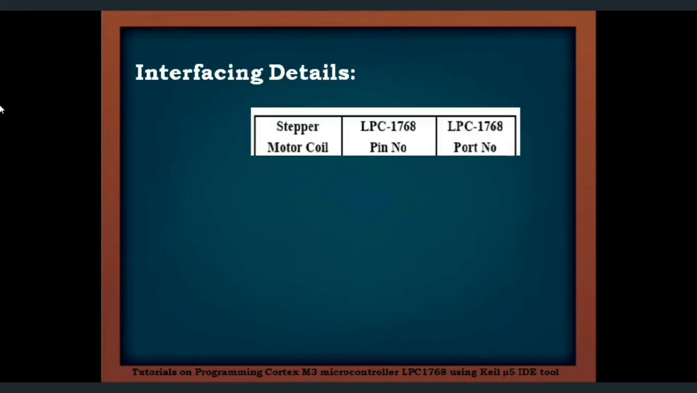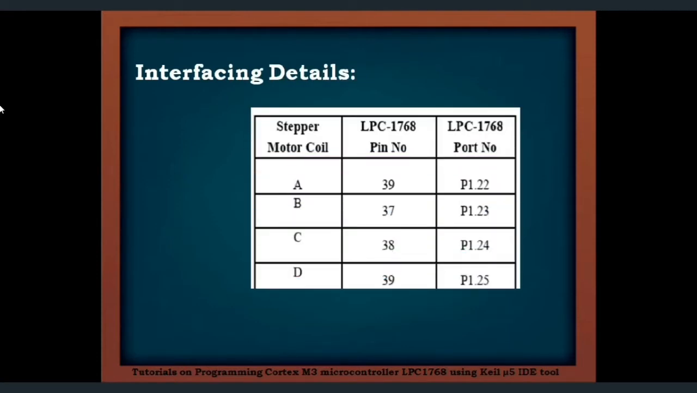Next, we shall go through the interfacing details where the stepper motor coils are named A, B, C and D. These are connected to port 1 pins 22, 23, 24 and 25 respectively. Also, note that if we set port 1 pins 22, 23, 24 and then 25, the stepper motor rotates in counterclockwise direction. That is, if we power the coils in the order first A, then B, then coil C and at last D, then the stepper motor rotates in counterclockwise direction.